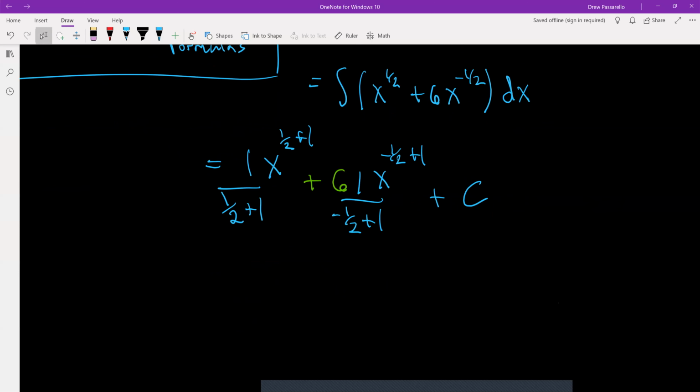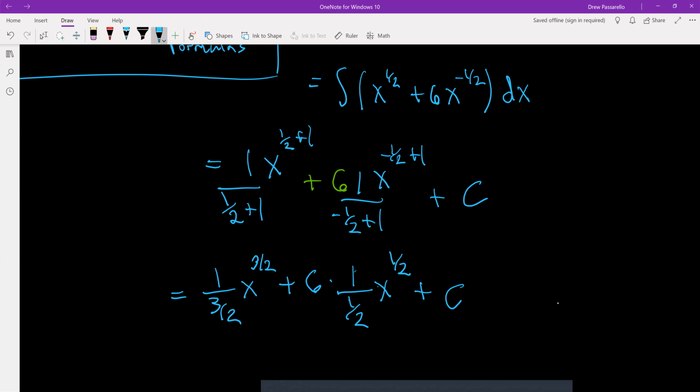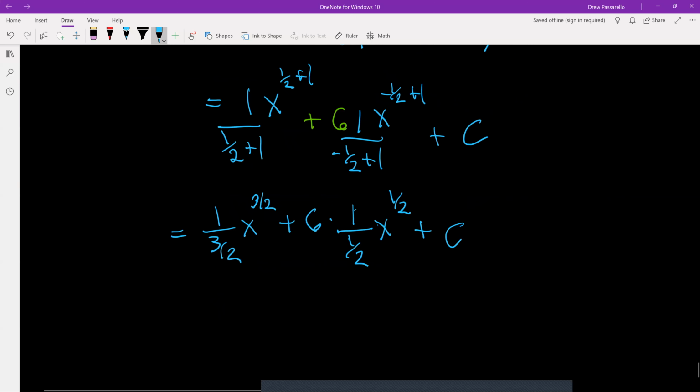So the first thing, we have 1 over 1/2 plus 1, so 1/2 plus 1. So you're adding, that's going to be 3/2. So you have 1 over 3/2, and then x to the 3/2. And then you have 6, and then times 1 over negative 1/2 plus 1, that's 1/2. And then x to the negative 1/2 plus 1, that's x to the 1/2. And then plus c.